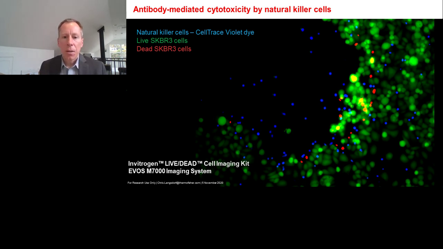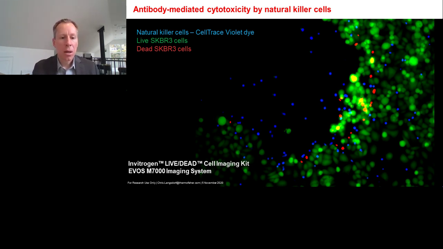So we can use a similar setup to study, in this case, the killing of breast cancer cells by natural killer cells. Again, we've labeled our human primary natural killer cells with a tracking dye, so we can see them as blue. When we add these to our SKBR3 cells in the presence of Herceptin, we can see that our breast cancer cells turn from green to a very bright red as they're killed.